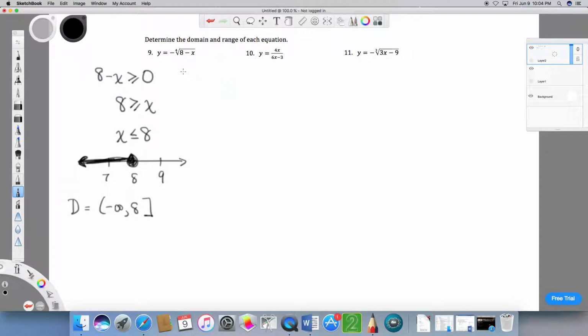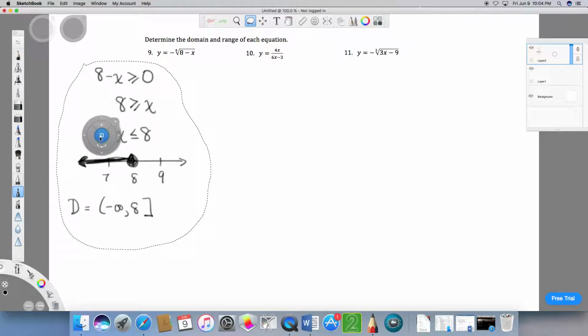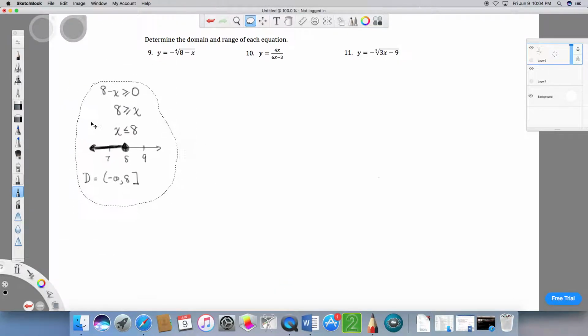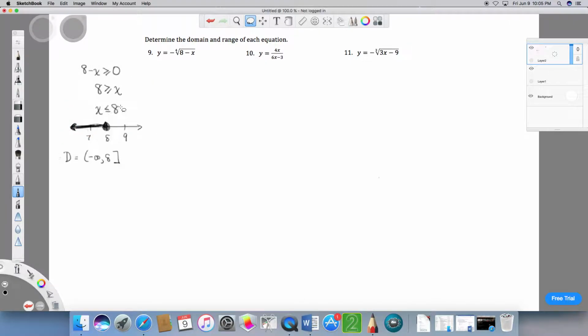Now, what about the range? Well, we're going to go to a graph, but you will see in a later skill packet that we'll be able to sketch the graph of things like this. There is a shift to the left and a reflection and another reflection, but that's getting ahead of the game a little bit. I'll find the domain of 10, find the domain of 11, and then we'll look at the graphs to find these ranges.